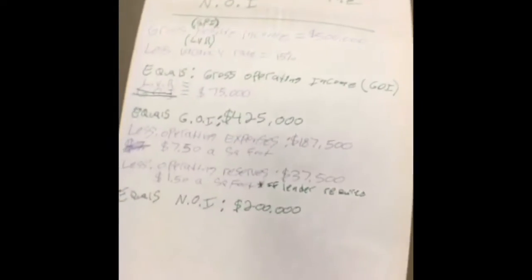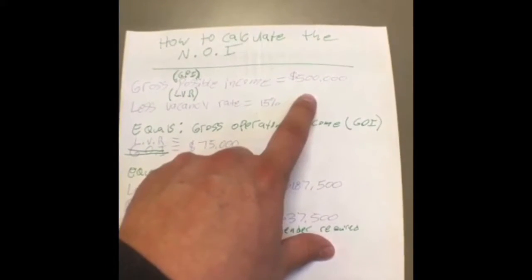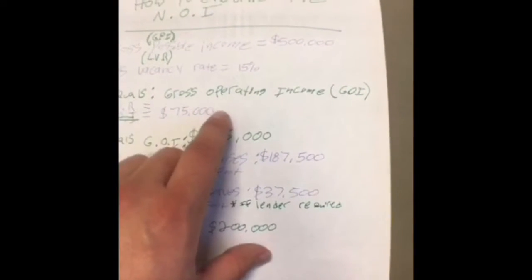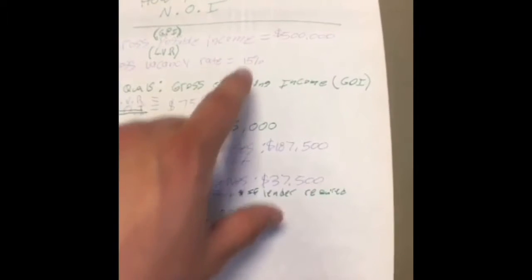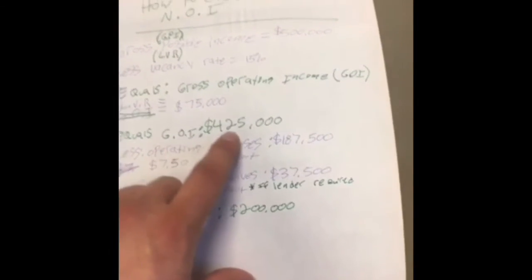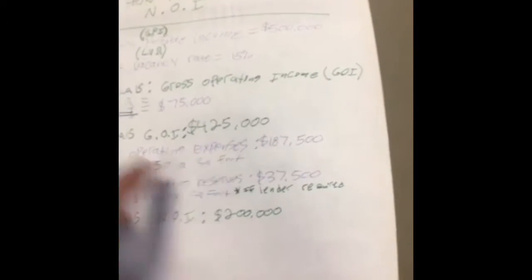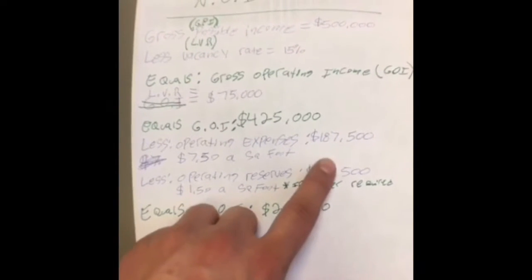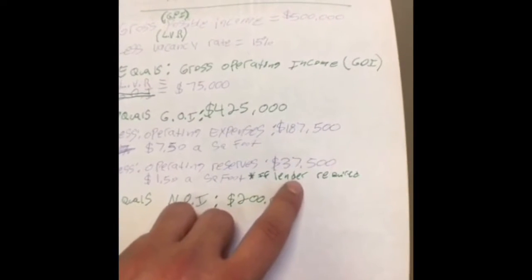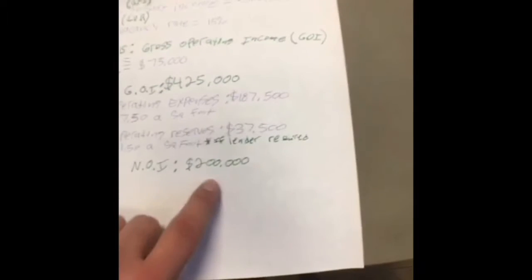Okay, so how to calculate the NOI. We know that for that property, in the example, the potential gross income is $500,000, less the vacancy rate of 15%. So 500,000 minus 15% equals 75,000, and that equals the gross operating income of 425,000, less the operating expenses, which we've now verified are 187,500, and less the operating reserves, which we have verified is 37,500, if lender required. Remember that. So that equals a net operating income of 200,000.